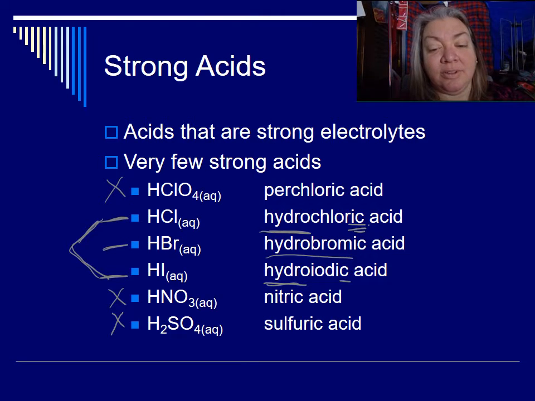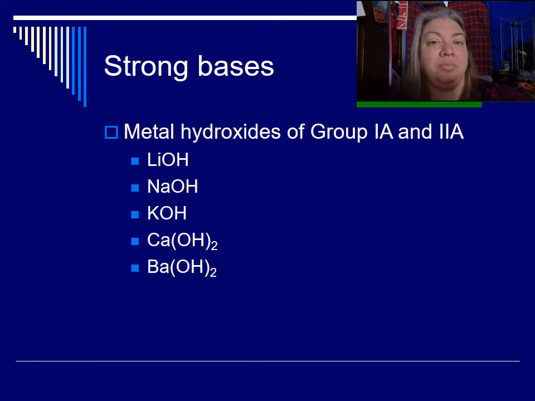Hydro, ic. The oxyacids use the polyatomic ion name. Perchlorate became perchloric acid. Nitrate became nitric acid. And sulfate became sulfuric acid. So make sure to know those naming techniques. Now, what I would probably do is write these 6 down on my cheat sheet, and I'd say these are the strong acids, and then I would list these 6.